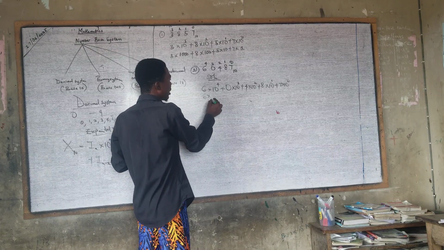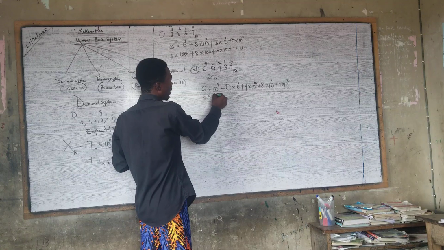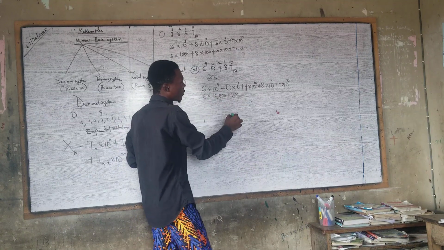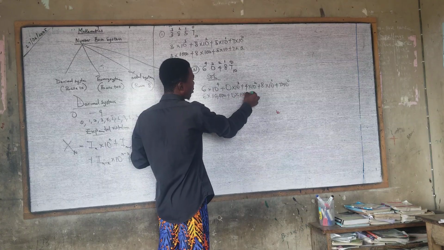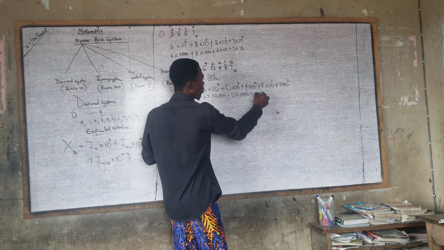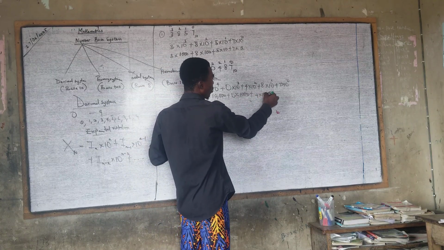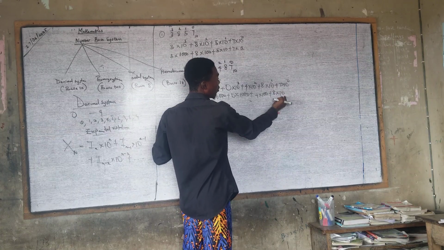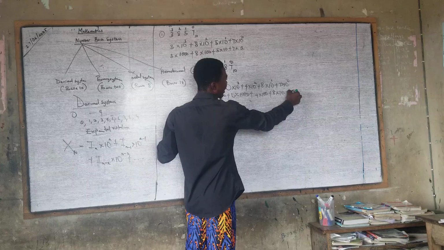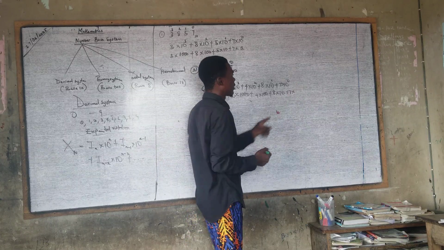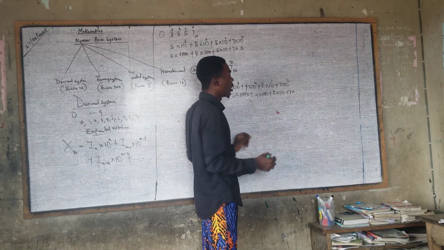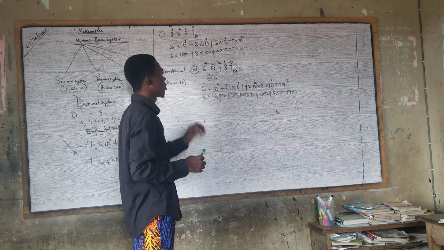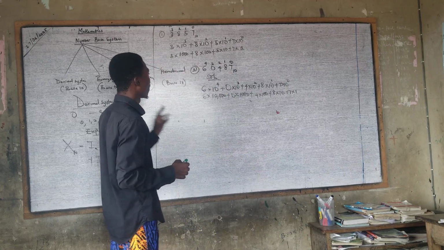It means 6 times 10 raised to the power of 4 means what? 10,000 plus 0 times 10 raised to the power of 3 means 1,000 plus 4 times 10 raised to the power of 2 means what? 100 plus 8 times 10 raised to the power of 1 means 8 plus 7 times 10 raised to the power of 0. And I told you any number raised to the power of 0 is what? Is 1.